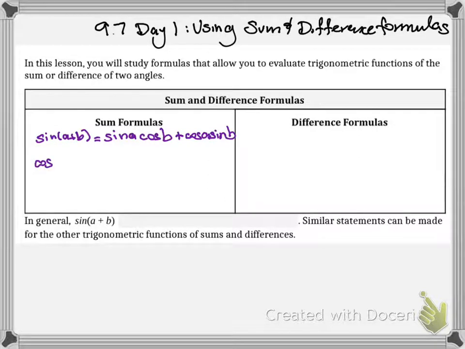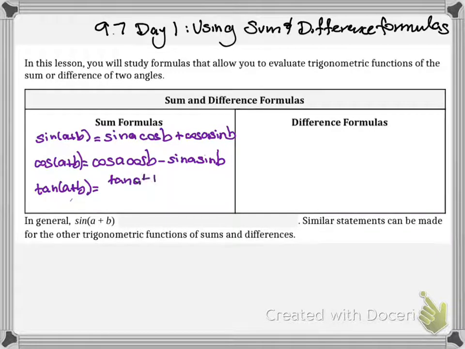Then we have cosine of A plus B. This is cosine of A times cosine of B minus sine of A sine of B. Then we have tangent of A plus B. That is tangent of A plus tangent of B all over 1 minus tangent of A times tangent of B.